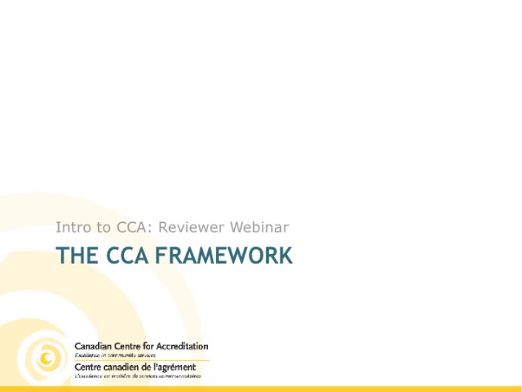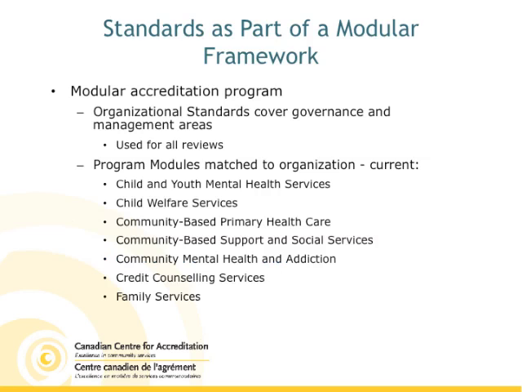In this section, we give you an overview of the CCA framework, how our requirements are organized. Organizations accredited through CCA are asked to meet a common set of organizational standards which cover governance, management, leadership, and an organization's core functions, as well as standards in the program and sector-specific areas that are most relevant to them. There are currently program modules in the sectors you see on the screen.